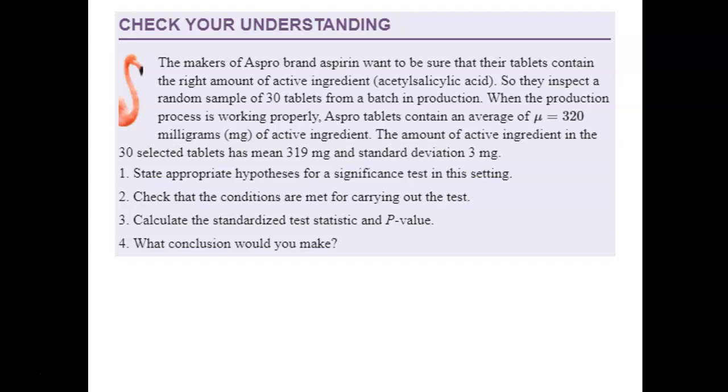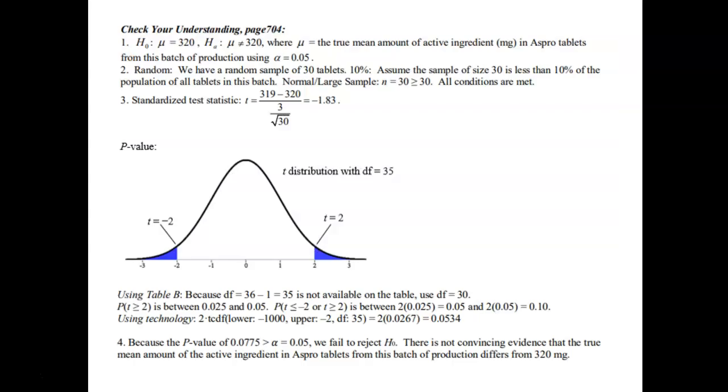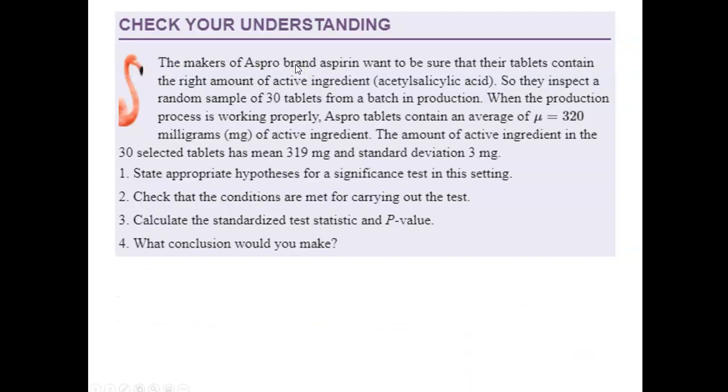So what you're going to find, as I sneak a peek at the answers, is the hypotheses are that the mean is equal to 320 milligrams, and the alternative is that it's not equal to 320 milligrams, where mu is the true mean amount of the active ingredient measured in milligrams in Aspro tablets from this batch of production, using a significance level of 5%. Now, they didn't tell us the significance level of 5%, so we always assume 5% when they don't tell us.